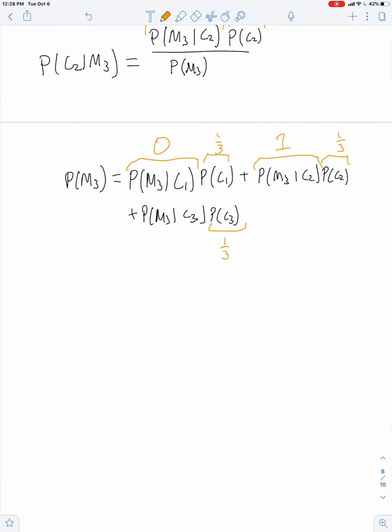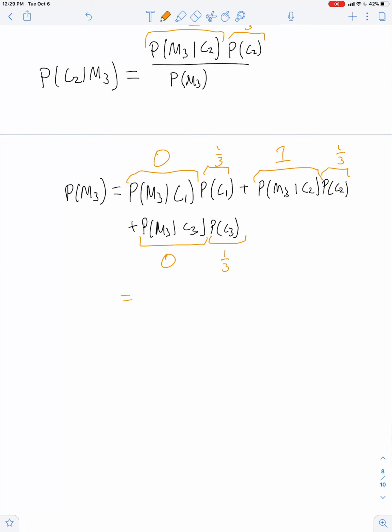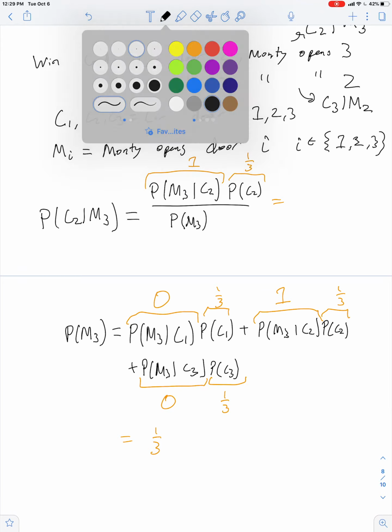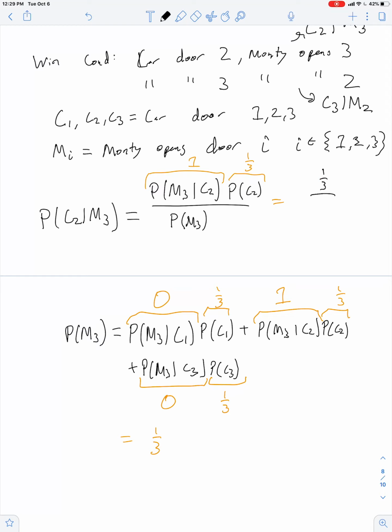And similarly, here, what's the probability that Monty opens door 3 given that the car is in door 3? It's 0 because he can't spoil the game. So, the probability that Monty opens door 3 is the sum of all of these things, which is just 1/3. So going back to our original equation, this is 1/3 divided by 1/3, which equals 1.